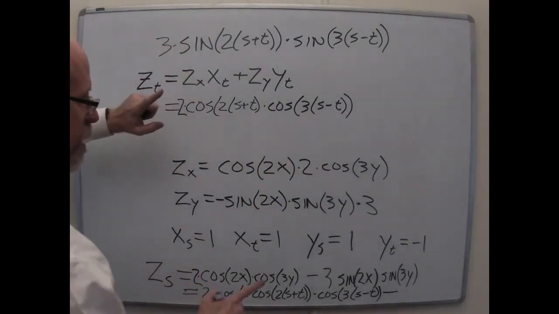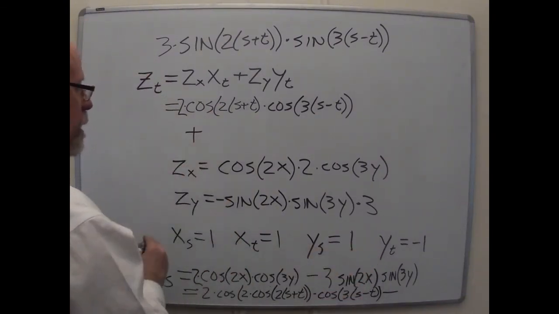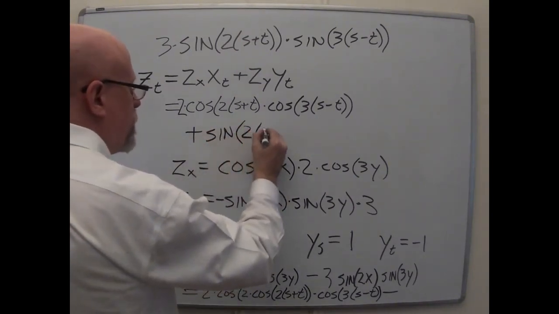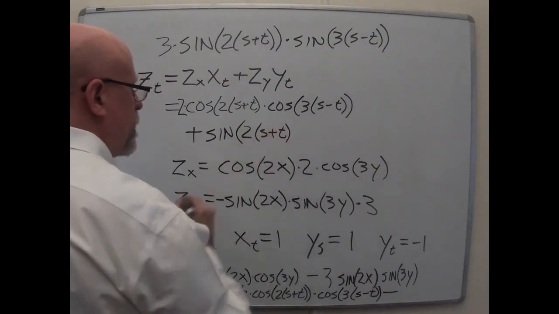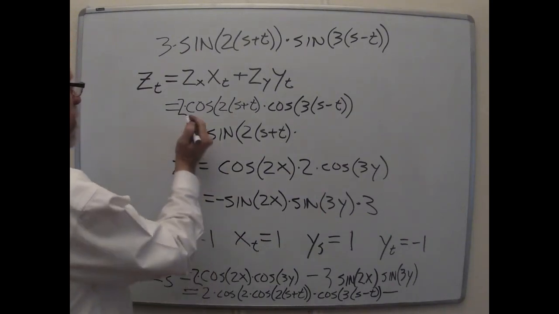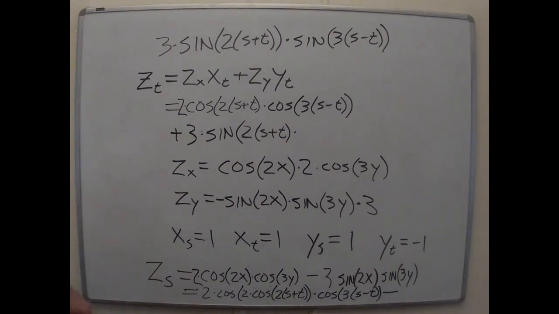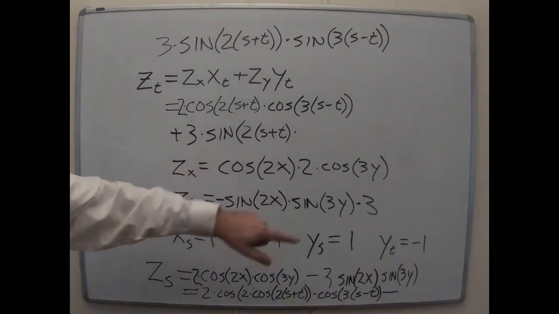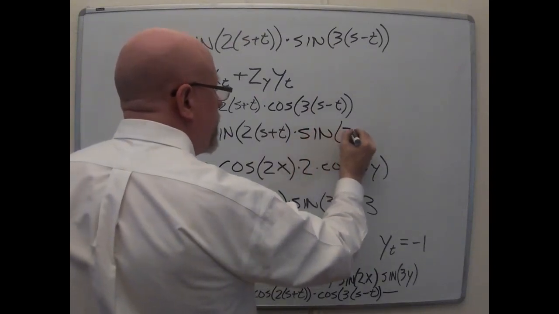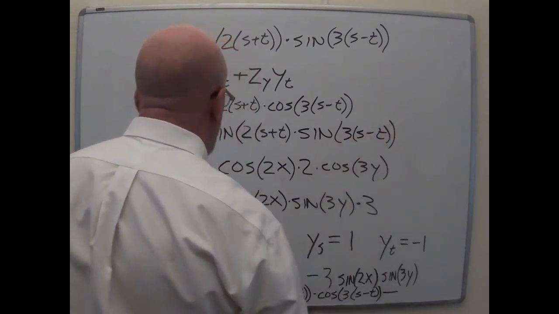And wait a second, we had a negative sign and a negative sign that cancel each other, so plus sine of 2 times s plus t times, there's a 3 out here that I really wanted to not forget about, put it up front. That's the sine of 2, and then we need the sine of 3y times the sine of 3 times s minus t. Did it.